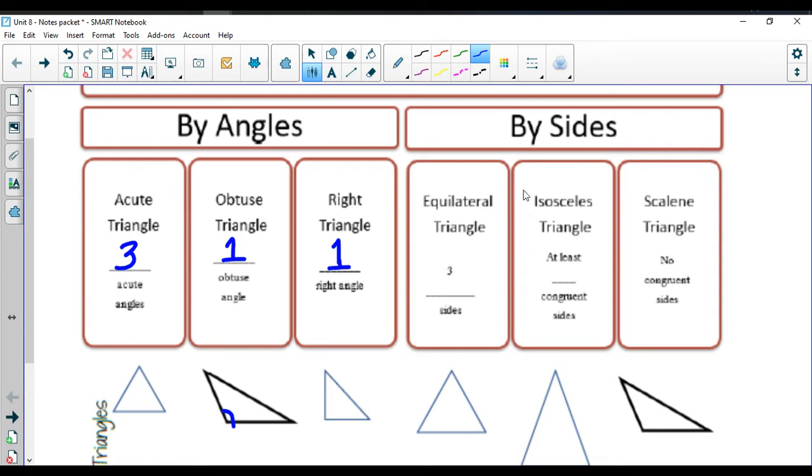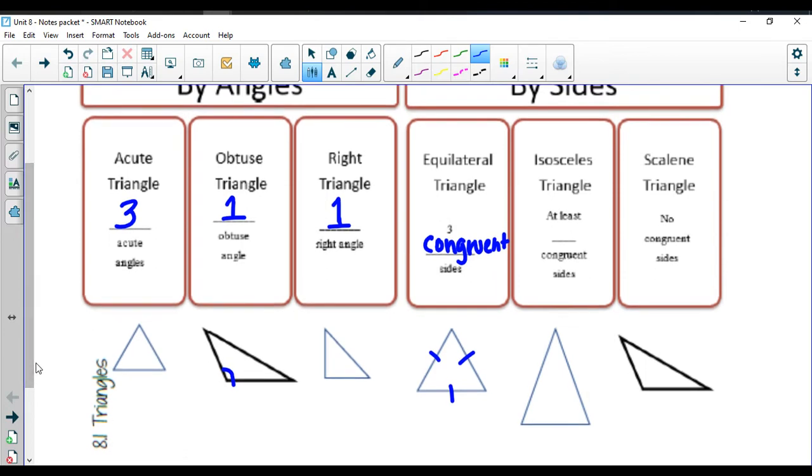Now we're talking about sides. An equilateral triangle is going to have 3 congruent sides. And we're going to see these little tick marks on the sides of the triangles. That's going to signal to us that they're equal length, which means they're congruent. In an isosceles triangle, you have at least 2 congruent sides. So those 2 sides would be the same, and then that one would be a different one as well. So isosceles would have at least 2.